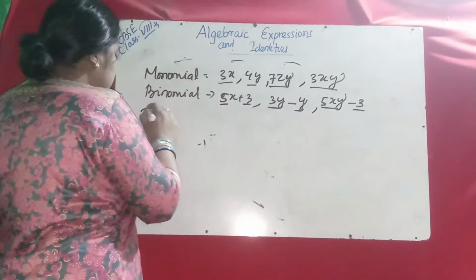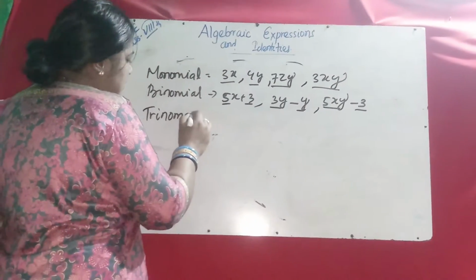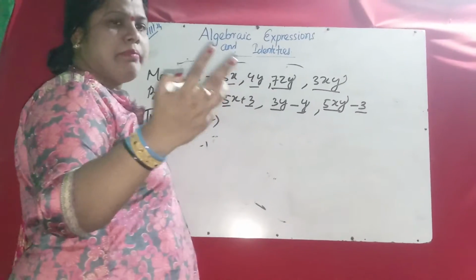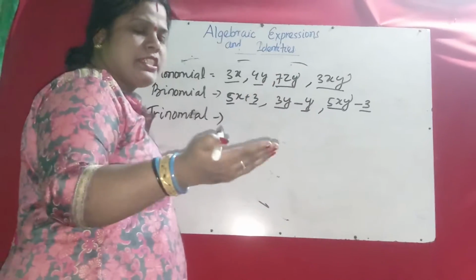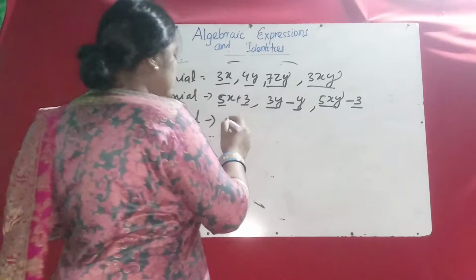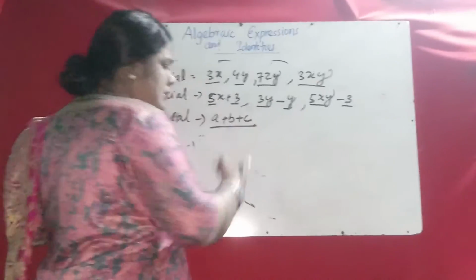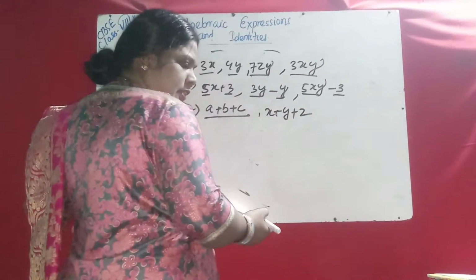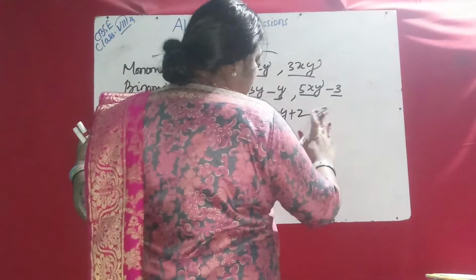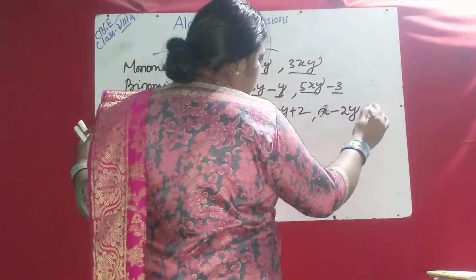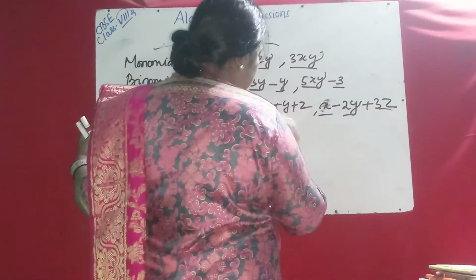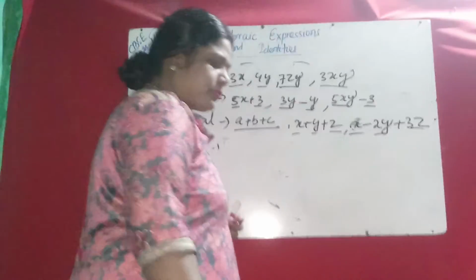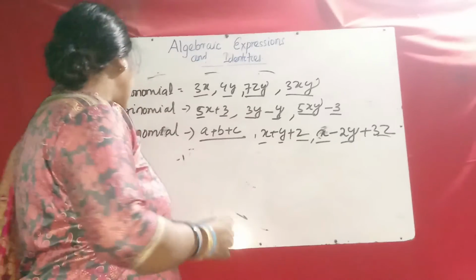Okay. Then trinomial, what? Tri means 3. Bi means 2. Trinomial means the expression is constructed of 3 terms. Suppose a plus b plus c. This is called a trinomial. Suppose x plus y plus z. Suppose x minus 2y plus 3z. So there are 3 terms. Okay. So these are called trinomials. Then polynomial.